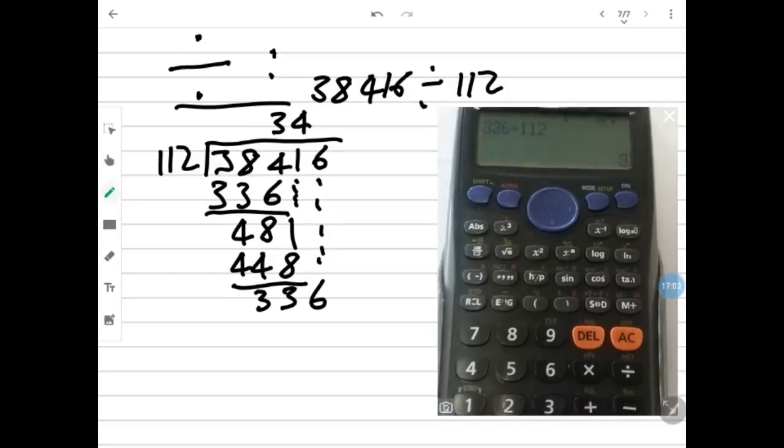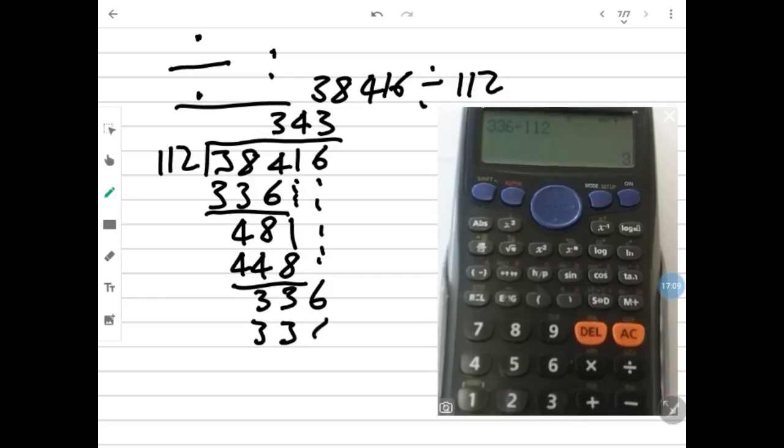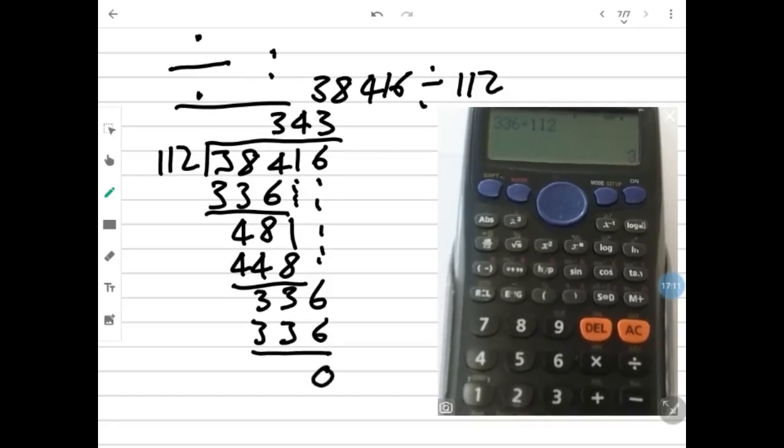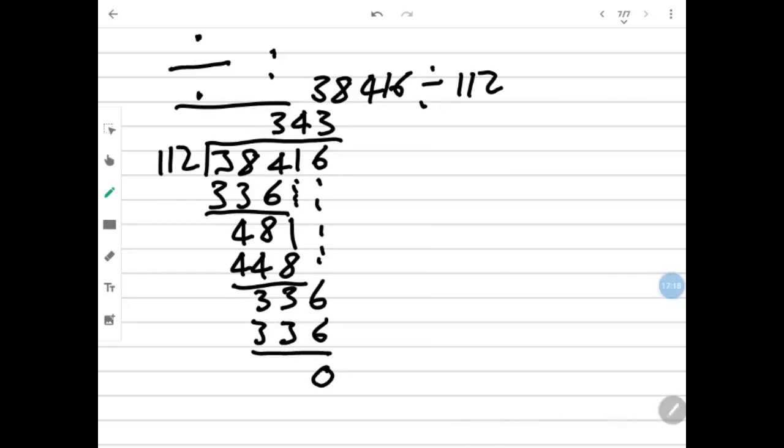3. Right, and that's it. Then we have the answer. Because 3 times 112 is 336, and if you subtract these two, you get 0. So there's nothing left, and therefore we're done. You have the answer. The answer now is just this 343. Right, you can even write it over there. Equals 343. But you do have to do the long division. You must be able to do that.